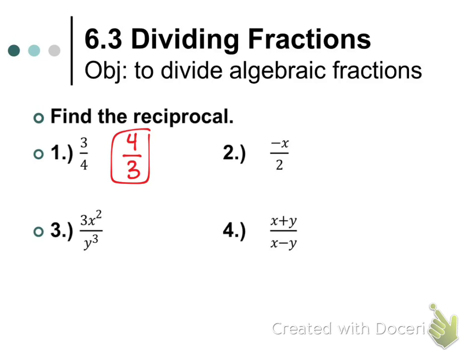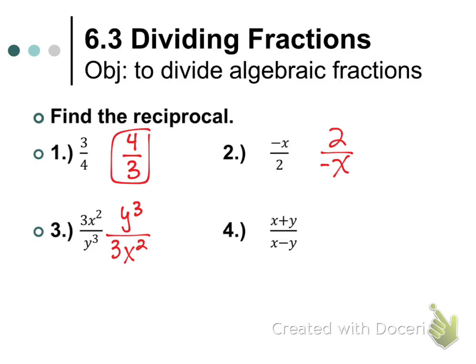All right, what about the reciprocal of negative x over 2? We're going to need some new volunteers in here. 2 over negative x is correct. Everyone's capable of doing these. All right, on number 3, I need a new volunteer for the reciprocal of 3x squared over y cubed. Deja? Good. Y cubed over 3x squared.